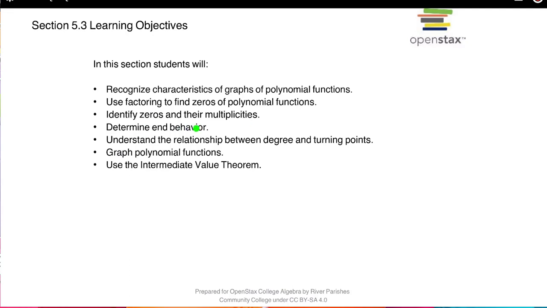Determine end behavior. Now, we've already talked about end behavior in section 5.2, so this will be somewhat of a review. Understand the relationship between degree and turning points. We also talked about turning points a little bit in 5.2, so again, more review. Graph polynomial functions and use the intermediate value theorem.